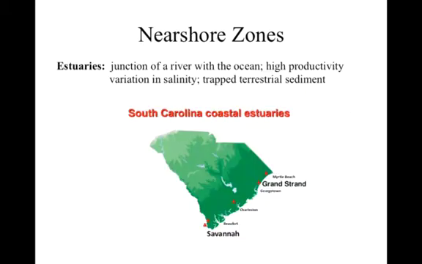So I'm going to begin by talking about nearshore zones. These are marine zones that are sort of close to terrestrial zones. We have a couple of different types. We have estuaries, and these are junctions of a river with the ocean.